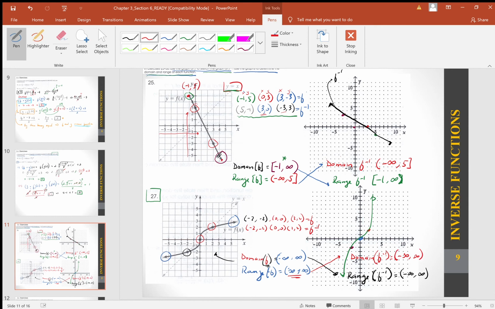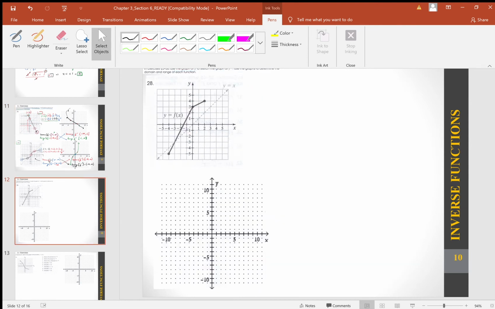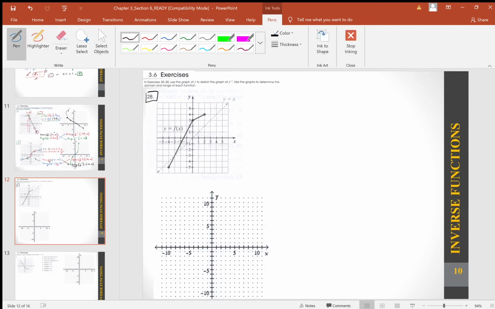Okay, let's take it a step further. I'm going to go to number 28. So here again, they're asking us to use the graph of the function to sketch the graph of the inverse function and use the graphs to determine the domain and the range of each function.